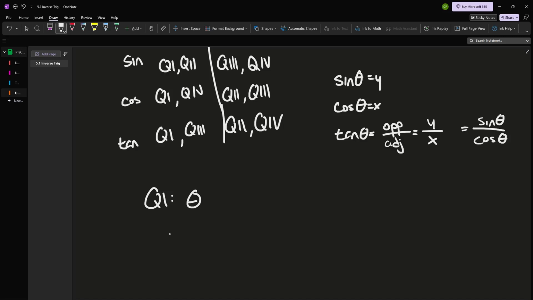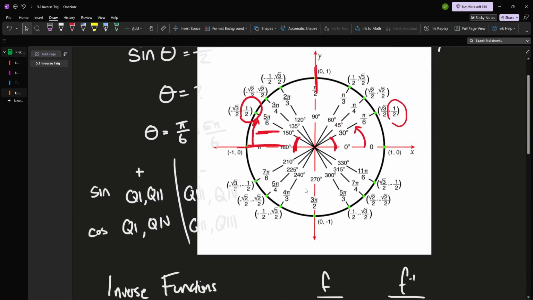For quadrant 2, our angle is not just theta, it's pi minus theta. For quadrant 3, let's keep on using 1/2 as our example.